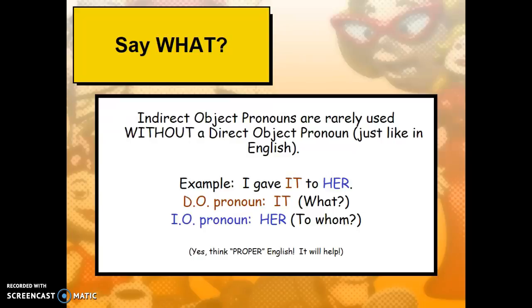But an example, I gave it to her. The DOP pronoun is it because it answers the question what. I gave what to her? It. The IOP is her because it answers the question to whom. I gave it to who? To her. IOP.